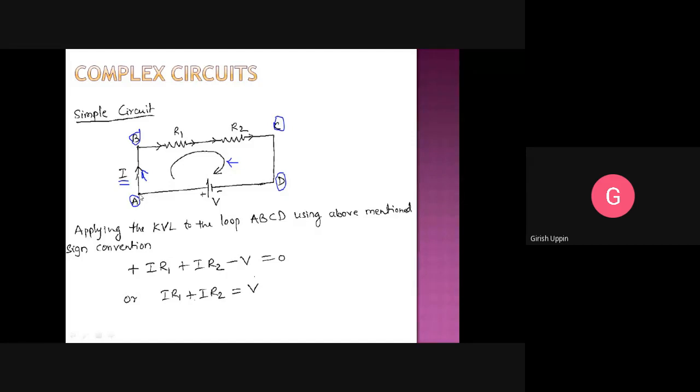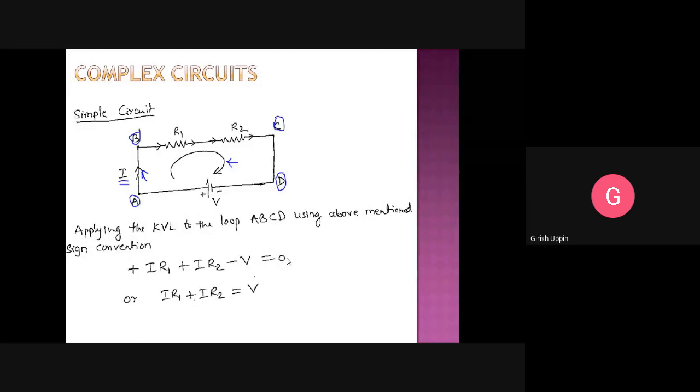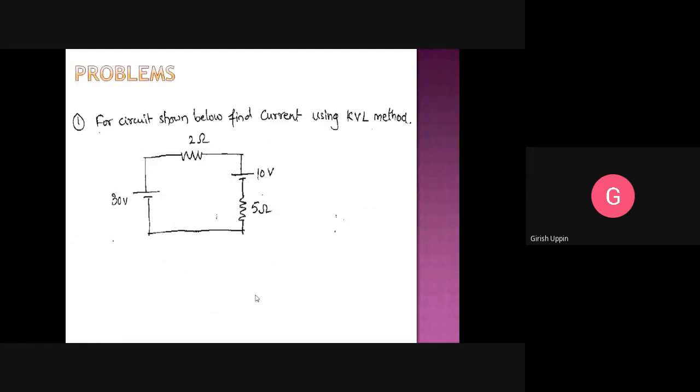So we are done with analyzing the complete loop, so you will say equal to 0. The algebraic sum of all the EMFs and the algebraic sum of all the voltage drops equals 0. So that's how we get I into R1 plus I into R2 is equal to V. So this is how we do the analysis. Please note down this particular circuit. We are going to solve this.